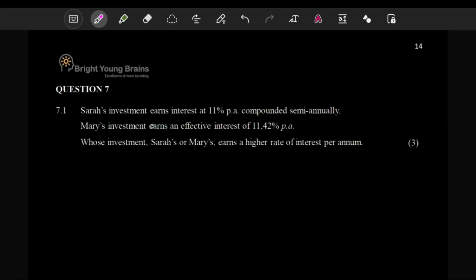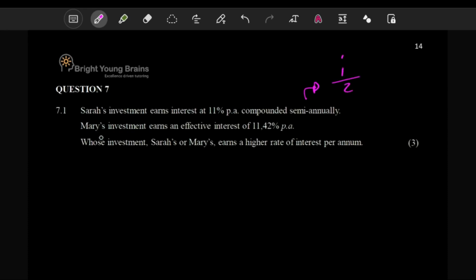Sarah's investment earns interest at 11% per annum, compounded monthly. That is nice. So they said here, no, compounded semi-annually. Where did I get monthly from? Read nicely, man. Yeah, it's semi-annually. So semi-annually means that you're going to divide your value of i by 2.